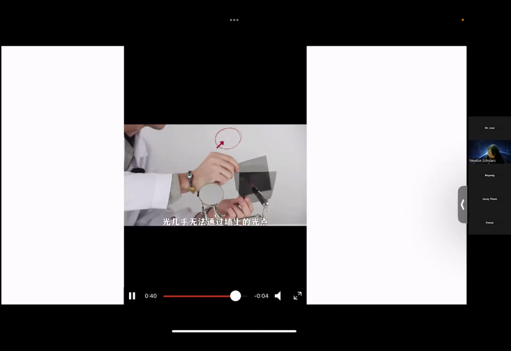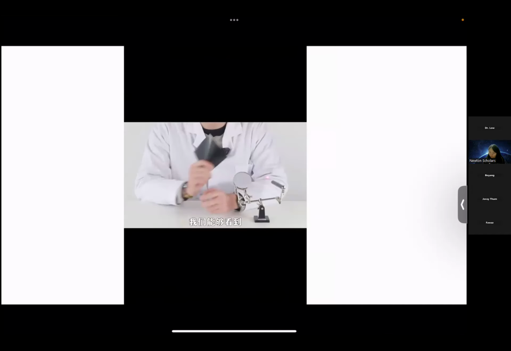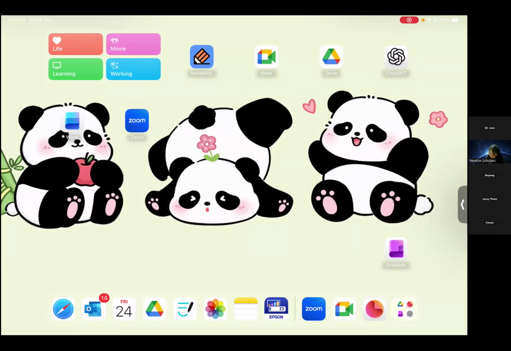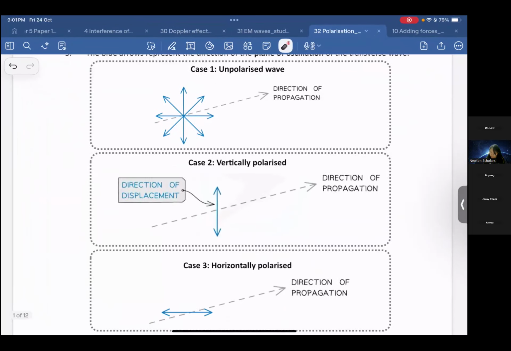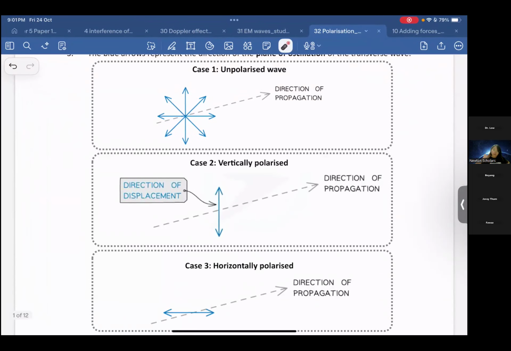You'll find that the red light will disappear, and here it is fully blocking the wave, the incident wave. Okay, so this is a case without a polarizer: all directions.